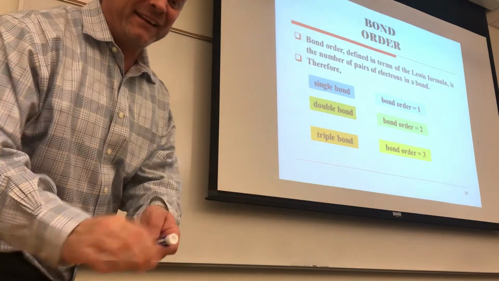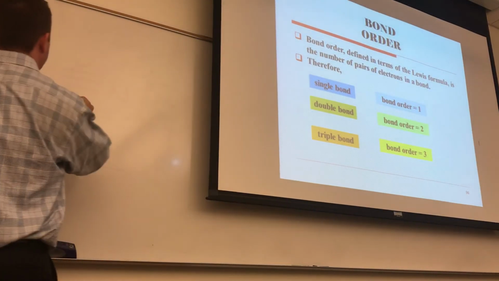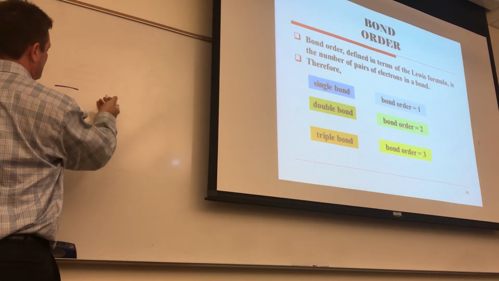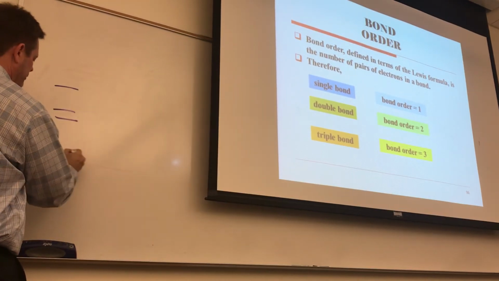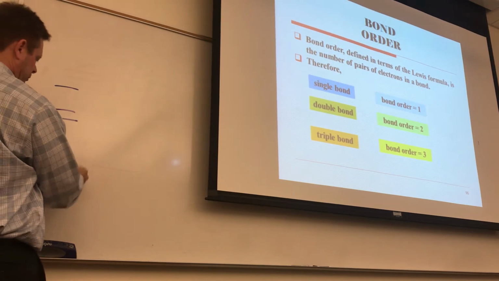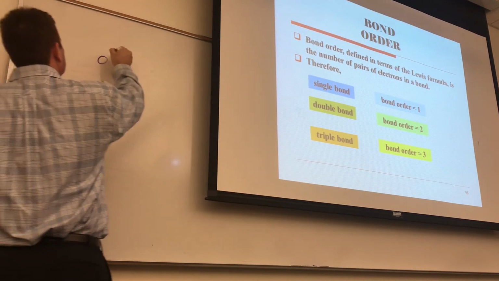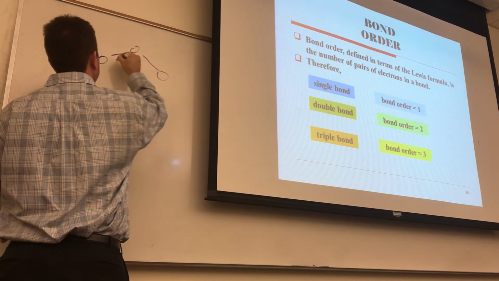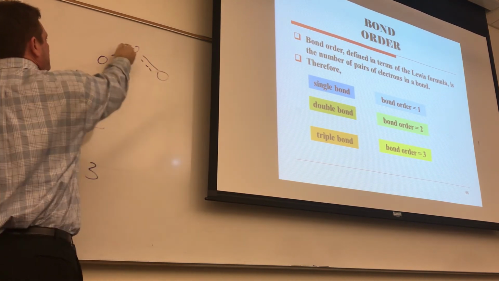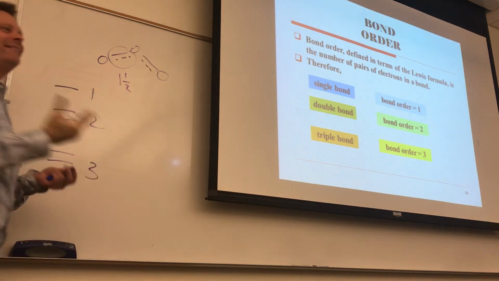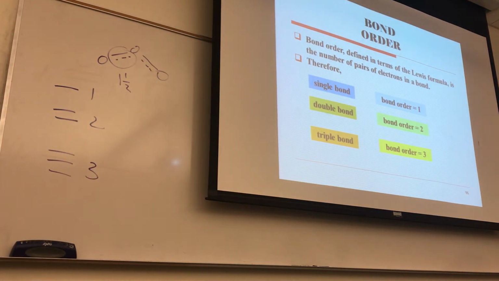Illustrating things helps. If I have a single bond, a double bond and a triple bond, this bond order is 3, this bond order is 2, this bond order is 1. If I have something like the oxygen here, the bond order is 1.5. The illustrations help a lot, right?